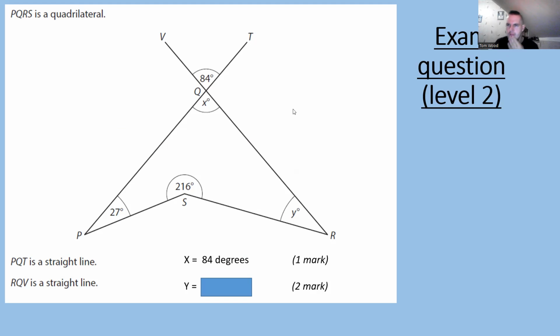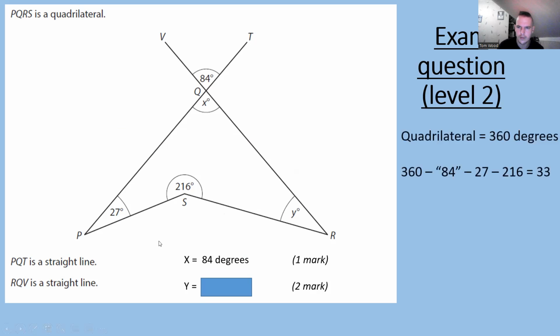Okay, so a couple of different answers. I haven't seen the correct one yet. With this one in particular, just remember that PQRS is a quadrilateral. So that means that all of the angles will add up to 360 in total. So if I go for this, the angle that we're looking for here, then we should.